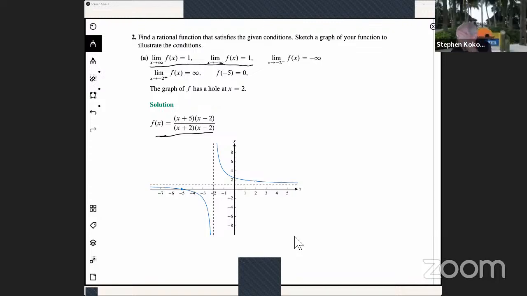Well, what does this mean here? As x increases without bound, the function's going to 1. As x decreases without bound, the function is also going to 1. It says we have a horizontal asymptote at y equal 1 again, doesn't it?